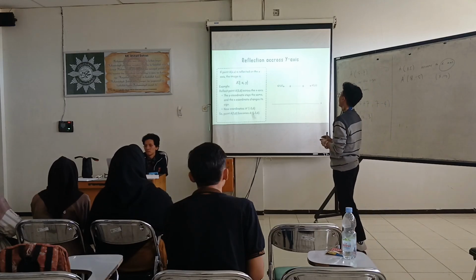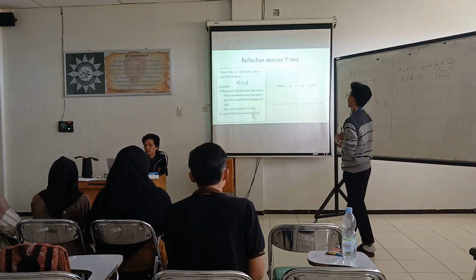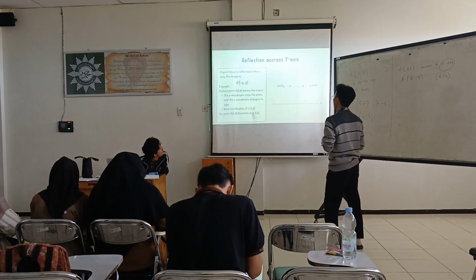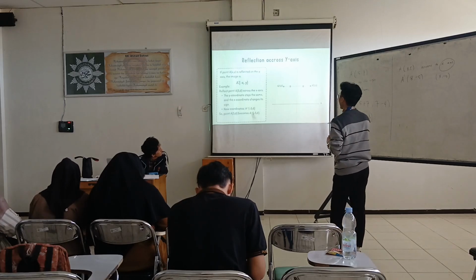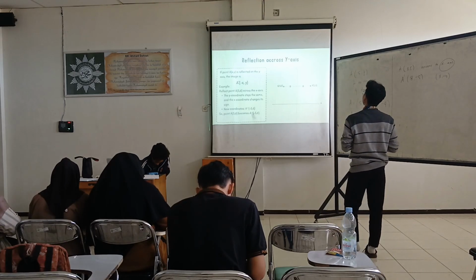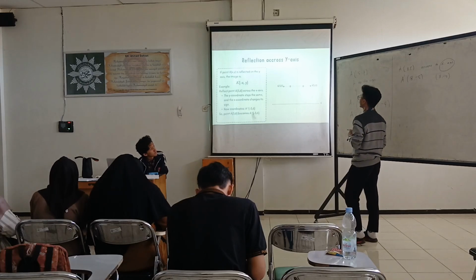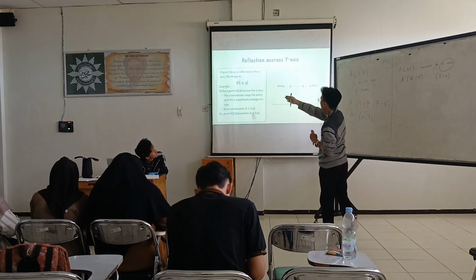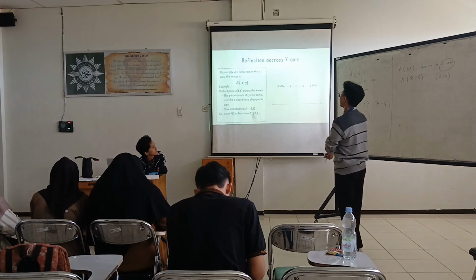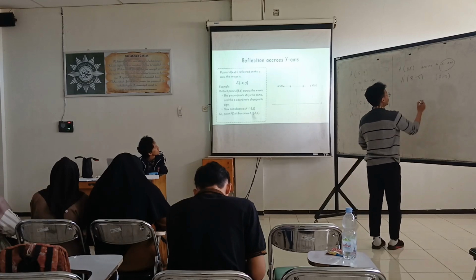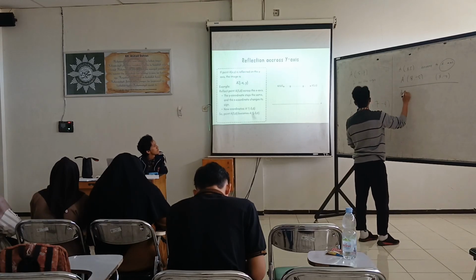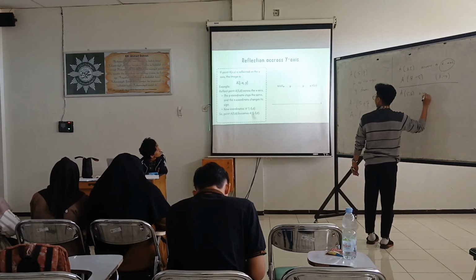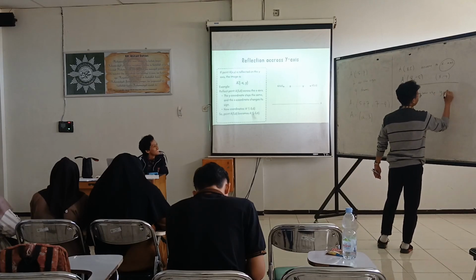And then reflection across the y-axis. If point A, x and y, is reflected on the y-axis, the image is minus x and y. So it's different from across the x-axis. The x-axis is x and minus y, and then the y-axis is minus x and y. For example, reflect point A, 5 and 6, across the y-axis.